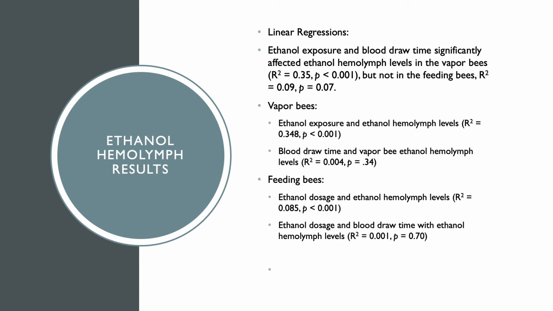Ethanol exposure and blood draw times significantly affected ethanol hemolymph levels in the vapor bees, but not in the feeding bees. For the vapor bees, ethanol exposure and ethanol hemolymph levels were significantly correlated, while blood draw time and vapor bee ethanol hemolymph levels were not. In the feeding bees, like the vapor bees, the ethanol dosage and ethanol hemolymph levels were significantly correlated, while the ethanol dosage and blood draw time with ethanol hemolymph levels were not.